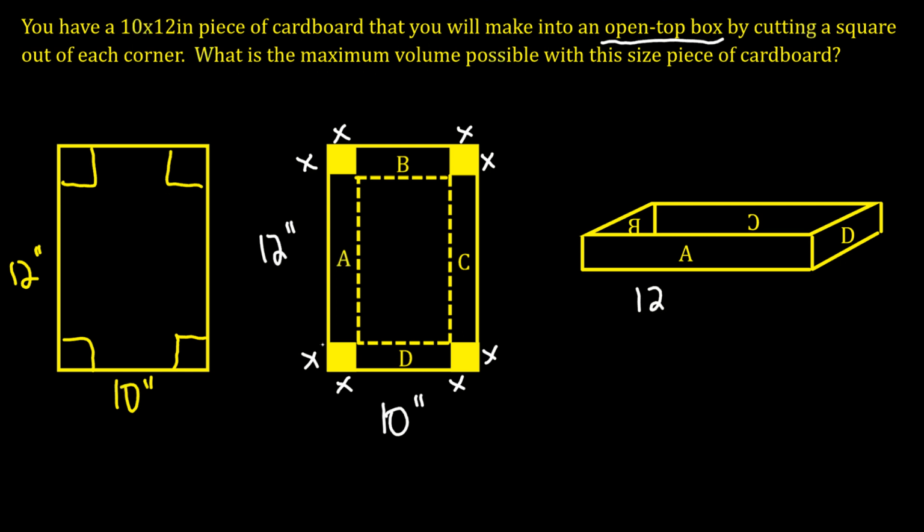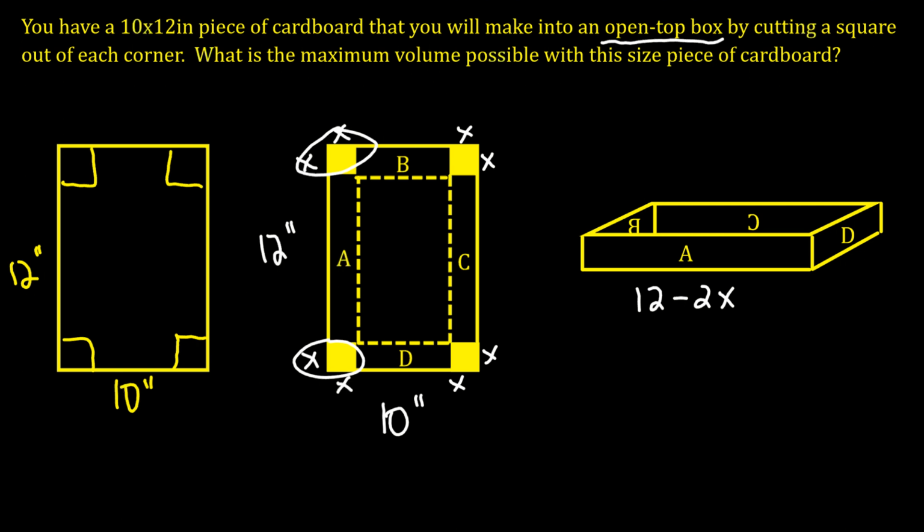but then we cut off 2 corners. So it's 12 inches, but then we're going to subtract off. How much did we cut off? Think about that for a second. How much did you cut off of that 12? What we did is we cut off an x out of each corner, so it'd be 12 minus 2x.